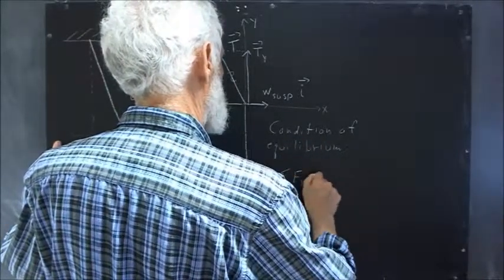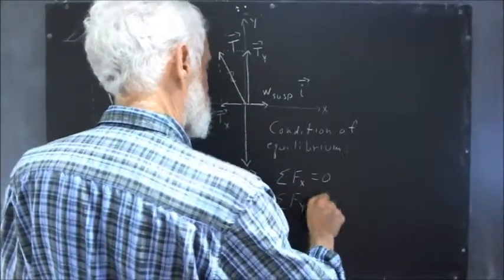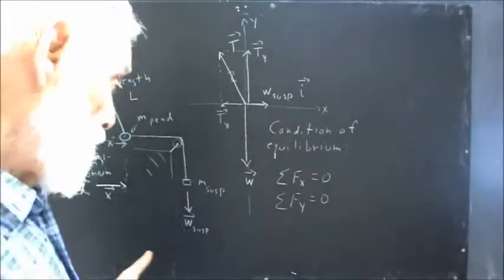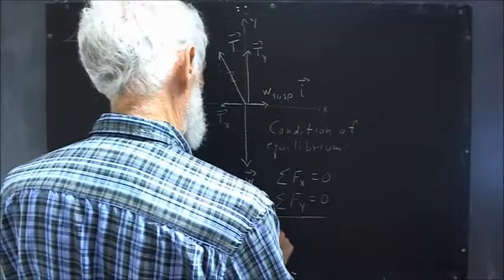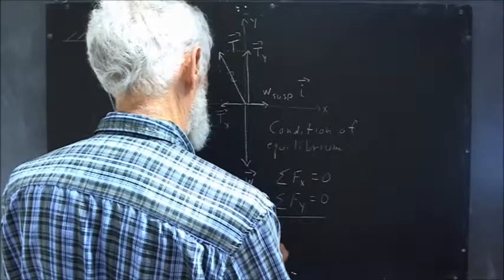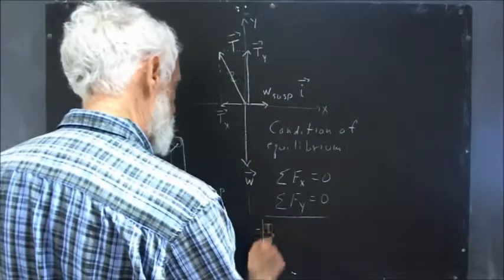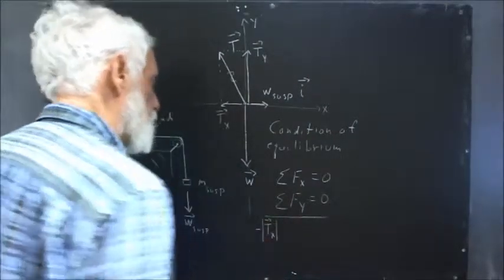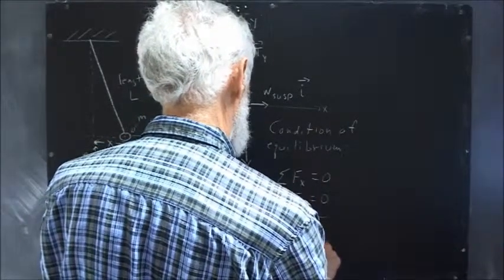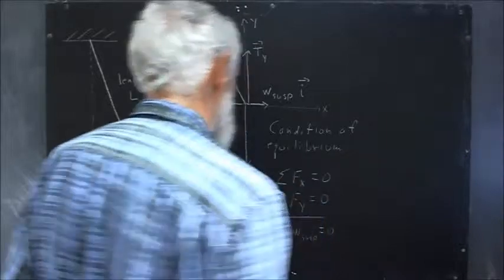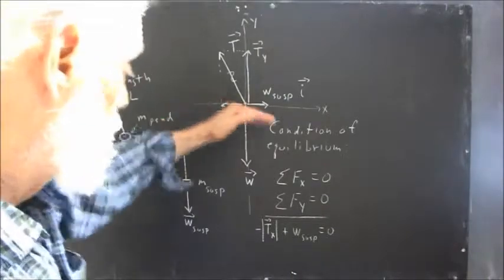Sum of the forces in the x direction has to be 0. Sum of the forces in the y direction has to be 0. Which means that negative T sub x, negative magnitude of T sub x in this case, plus the magnitude of the suspended weight has to be 0. It takes care of the x.